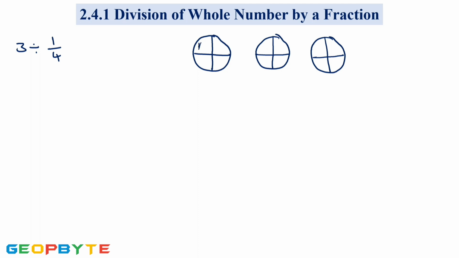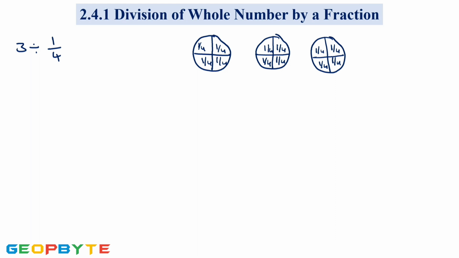This is the 1 by 4. This is also 1 by 4. 1 by 4 means each part will represent 1 by 4 of the whole. So here, how many parts do you see? There are 12 parts. Here we have 4, here 4, here 4. 4 threes are 12. So we have a total of 12.